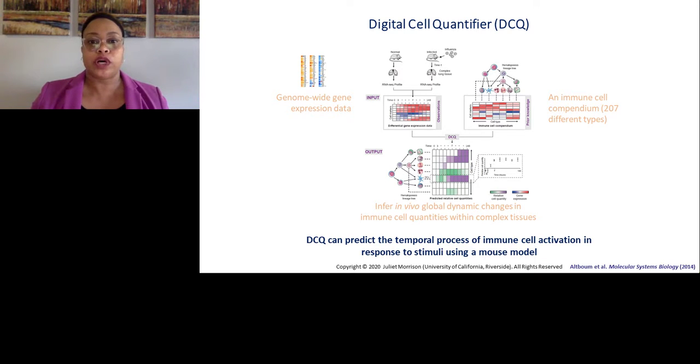What DCQ does is that it takes an immune cell compendium from ImmGen with many different immune cell types, and then it combines it with your own genome-wide gene expression data, so our lung transcriptional data, and then it infers the in vivo global dynamic changes in the immune cell quantities within your lung tissue. So basically, DCQ can predict the temporal process of an immune cell response to stimuli within a mouse model.